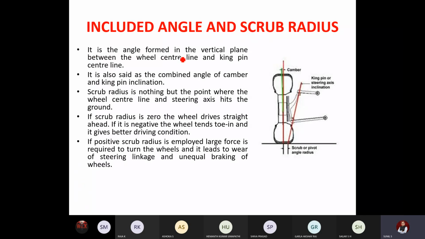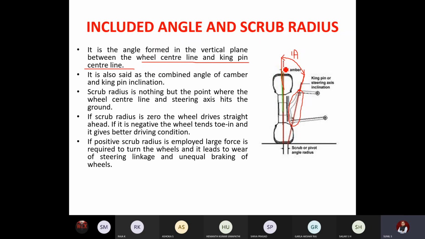See, it is the angle formed in the vertical plane between the wheel center line and the kingpin center line. As I told you, this is the kingpin, which connects the steering to the wheel. If you take the axis of this and the center line axis, the angle between those two is called the included angle, IA. Also you can call it the sum of camber.